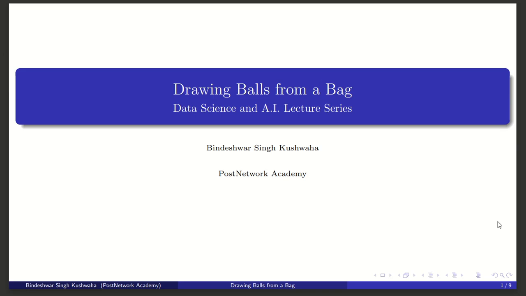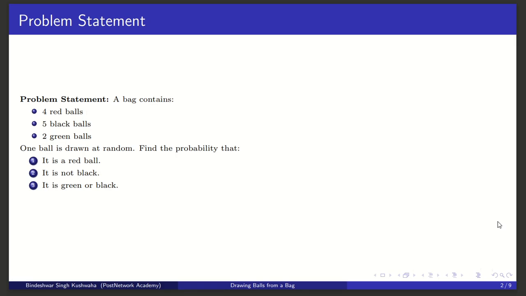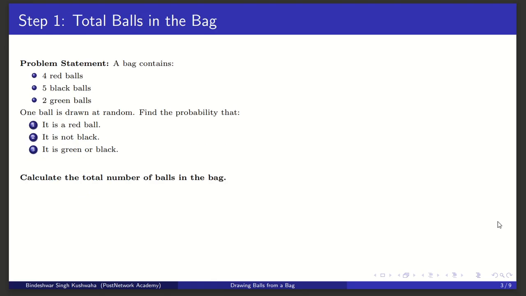So the problem is a bag contains 4 red balls, 5 black balls, 2 green balls. One ball is drawn at random. So find the probability that it is a red ball, it is not a black ball, it is a green or black ball, and these are three different problems. So let us solve the first one.